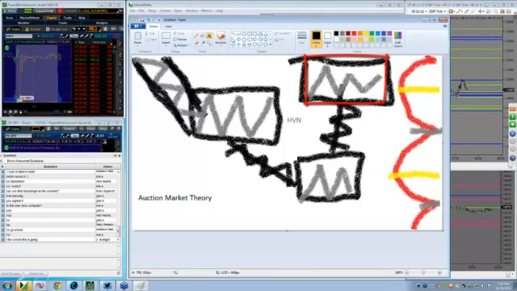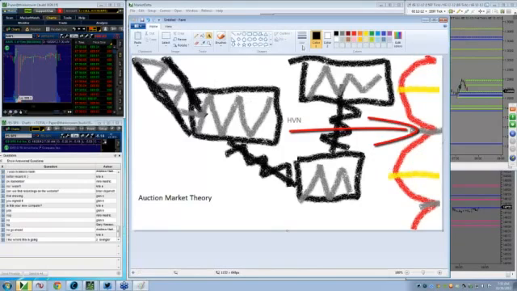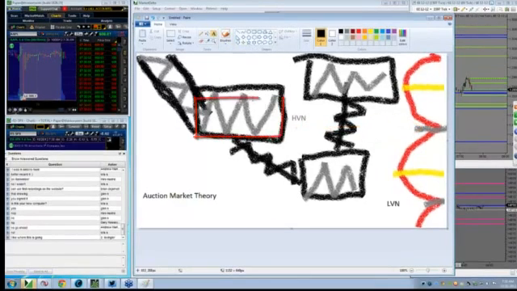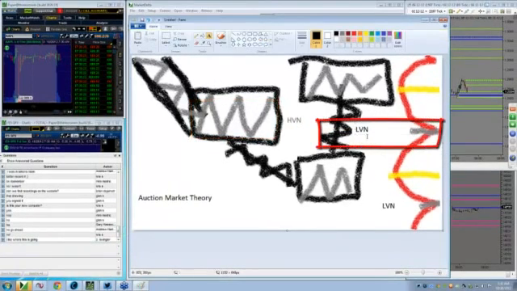HVN, high volume node. This is on the right-hand side. This is your volume profile. These curves here, that is your standard deviation. This is your mean. These are your two standard deviations outside of it. It's also your LVN, low volume node. High volume node, you have a low volume node within your auction market theory.